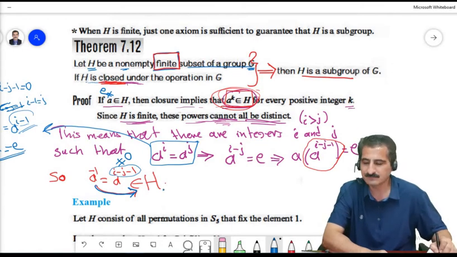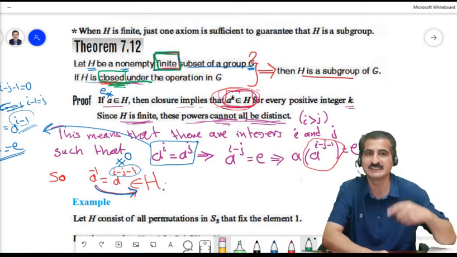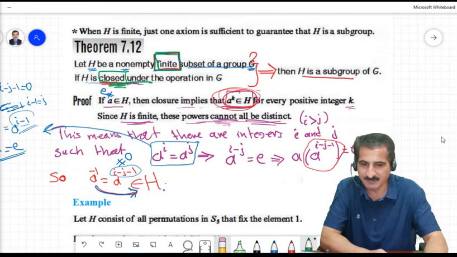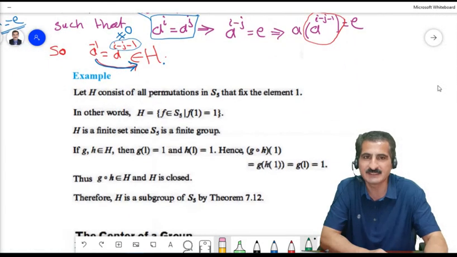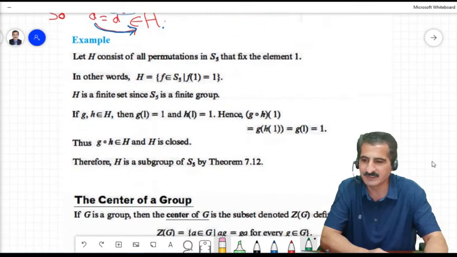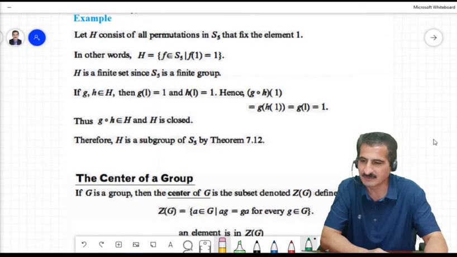Okay? Now what we have achieved here again: we assumed the group to be finite, the subset H to be finite, and we guaranteed that it is a group only if we obtain it to be closed under multiplication, because this closeness guaranteed the inverse condition for us. All right, so let's see an example where we will prove that some subset is a group and we only need to prove it is closed under the operation.